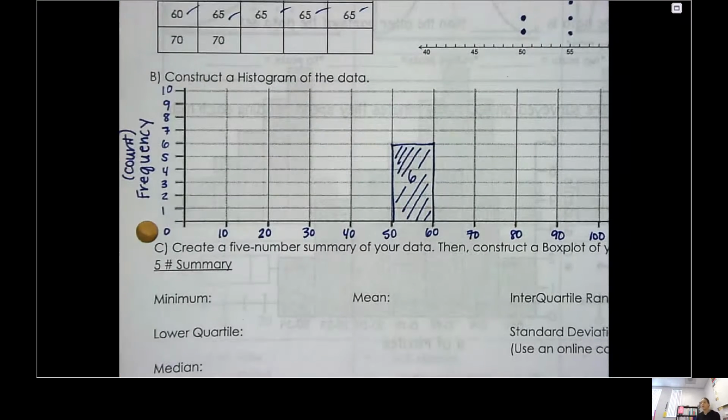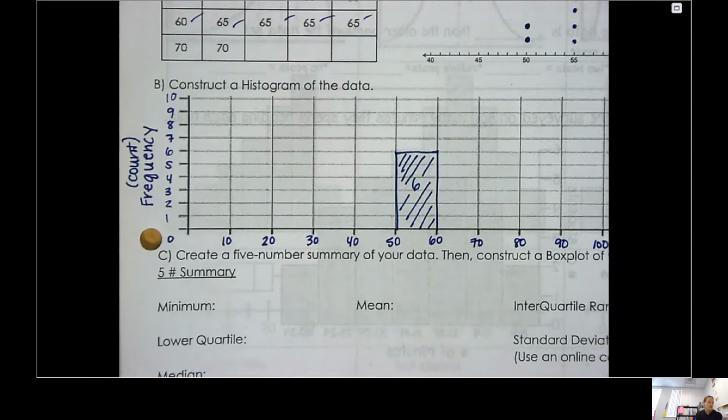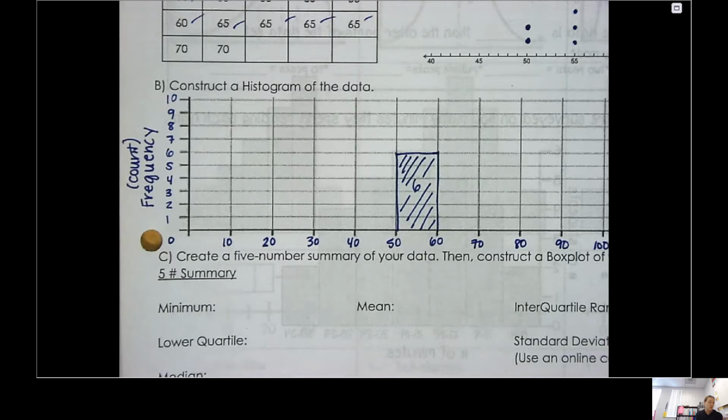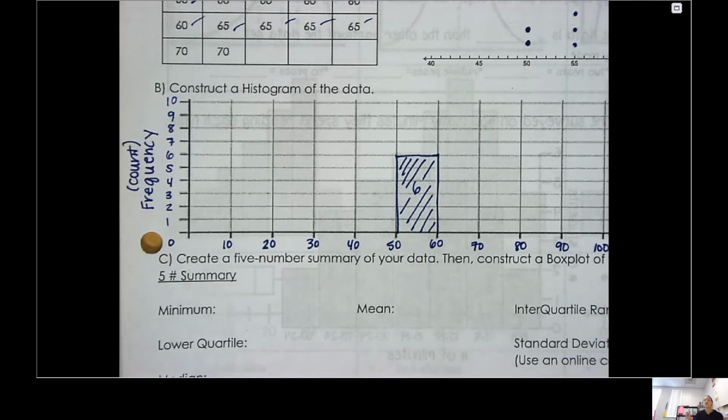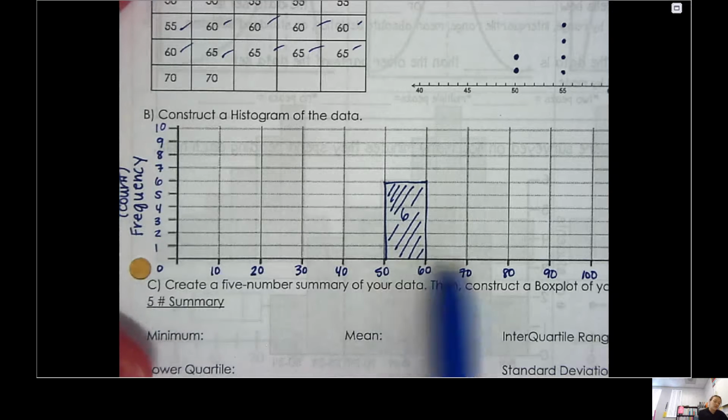I'll zoom in a little bit here. From 50, all the numbers that start with a 5, there are 6 of them. How many numbers did we say we have that start with a 6? 9. 9 of them. Good. So from 60 over, I'm going to go all the way up to 9.